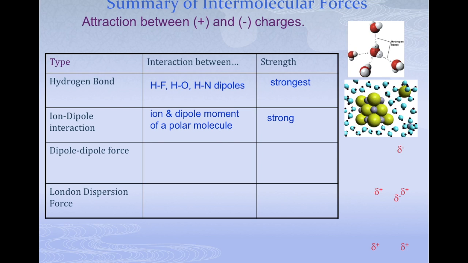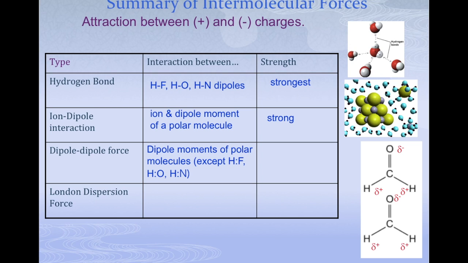The water molecules are happy to interact with the ion rather than with themselves. The next type of interaction is a dipole-dipole force, and this is an interaction of dipole moments between polar molecules, and it includes all of those except the ones that are HF, HO, or HN bonds. So basically, the hydrogen bond is a special case of a dipole force, a very strong one, but other dipole forces are not as strong, so they have intermediate attraction, and the amount of attraction can vary depending on the nature of the bonds and how polar the bond is.